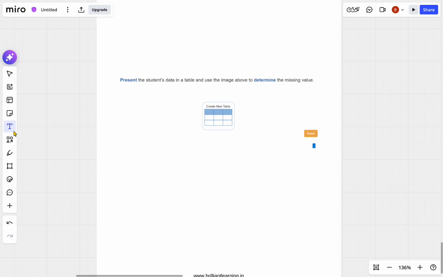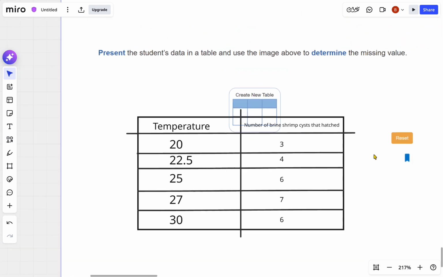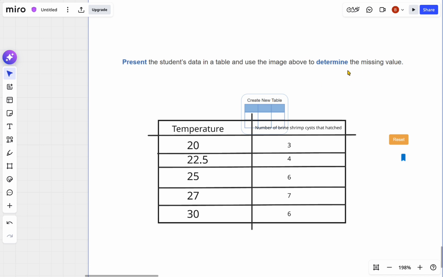Let's make a table. Okay guys, we're back. I'm done with the table. This is how it should look. Let's format it properly. And to determine the missing value, I think we just counted the brine shrimps. That's it.